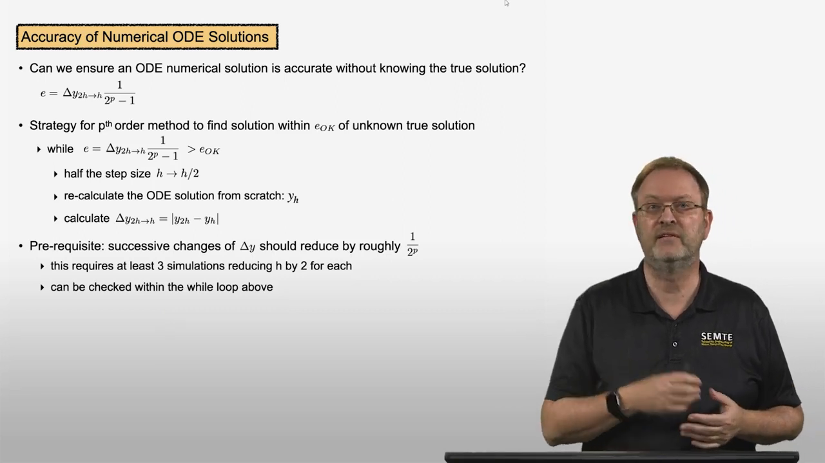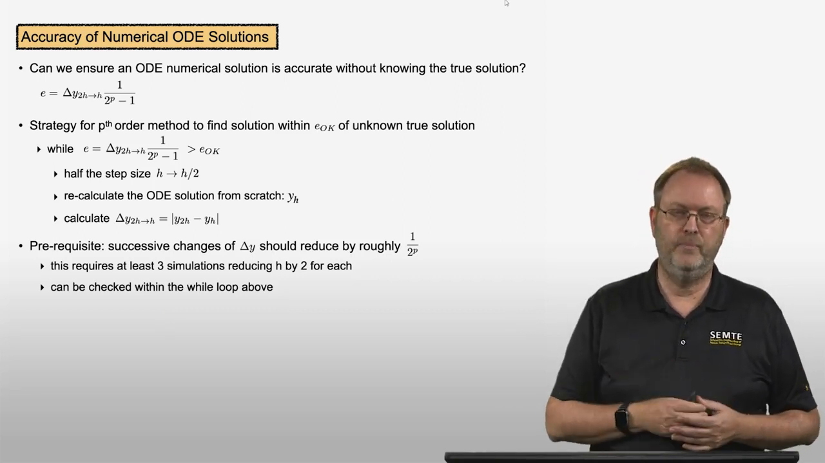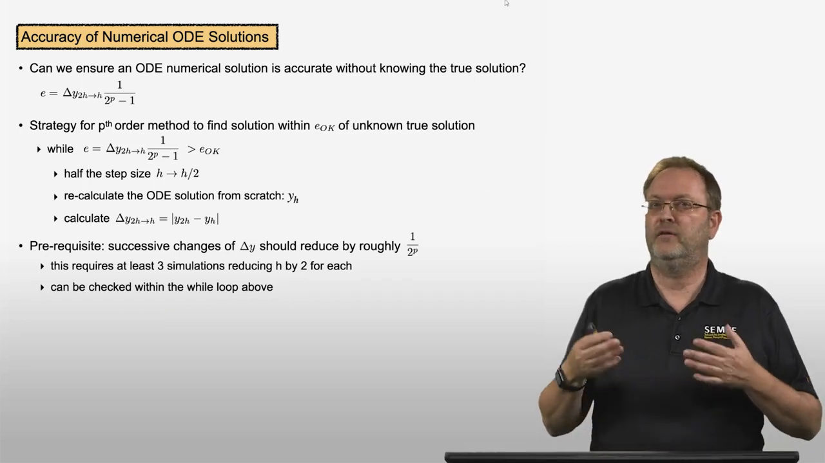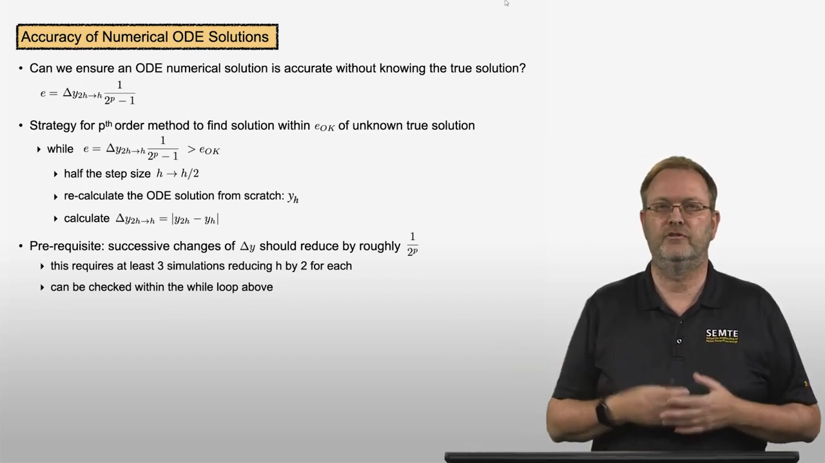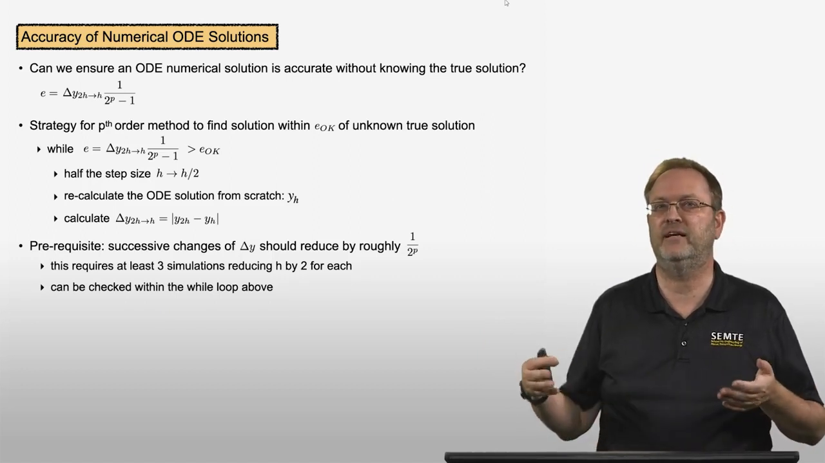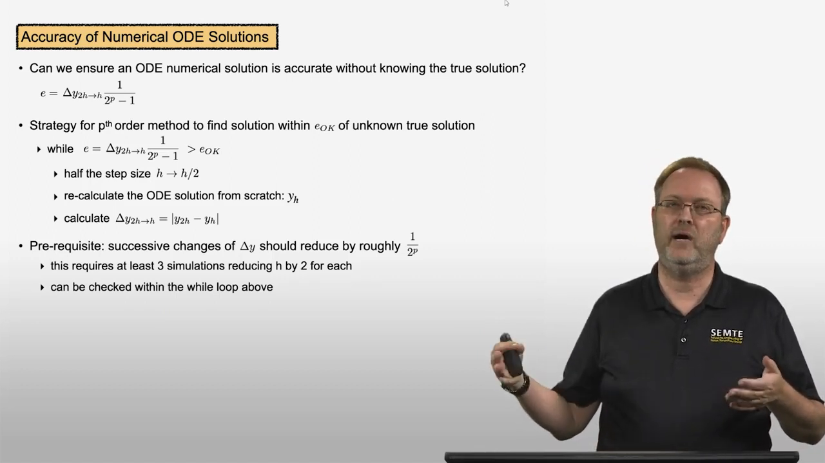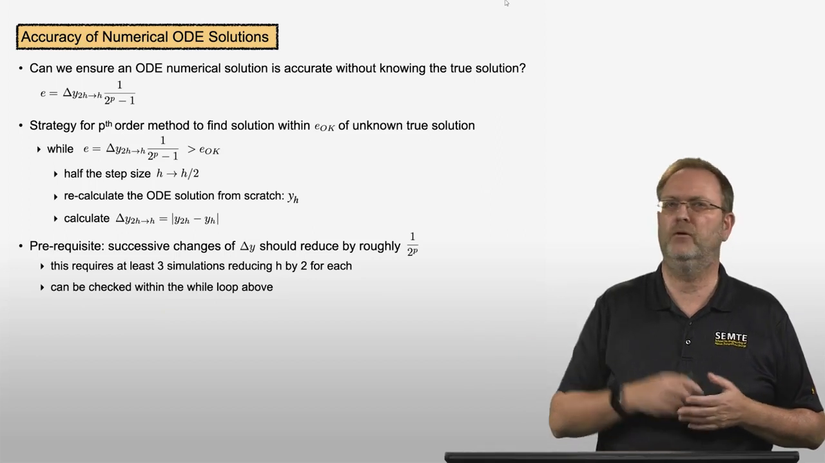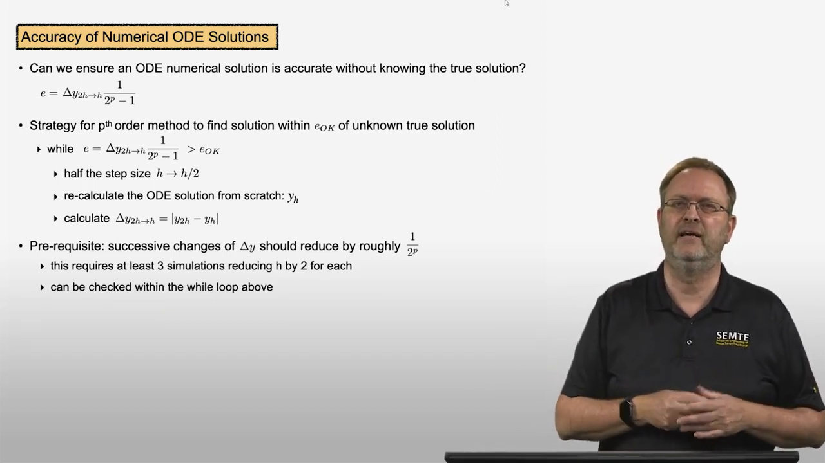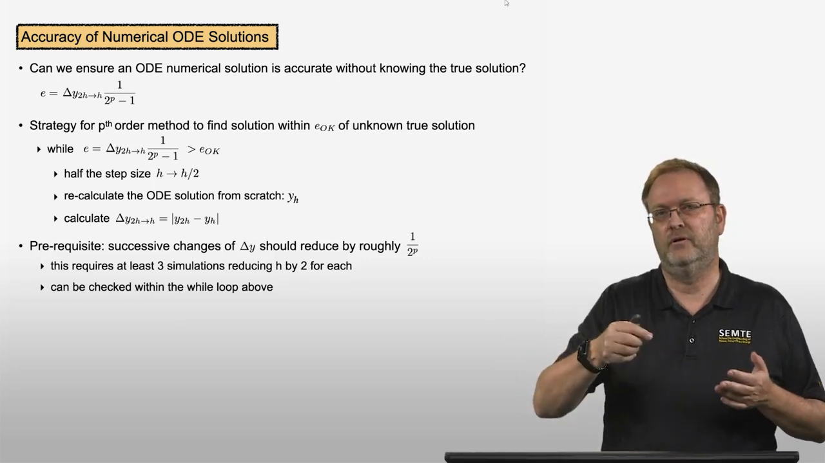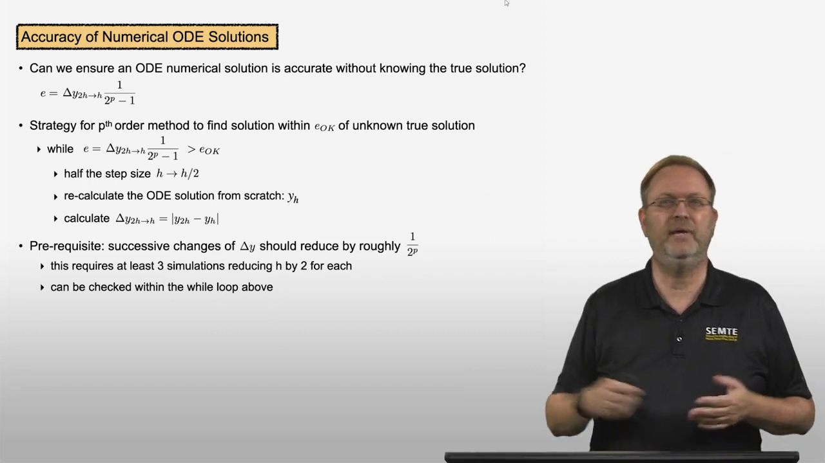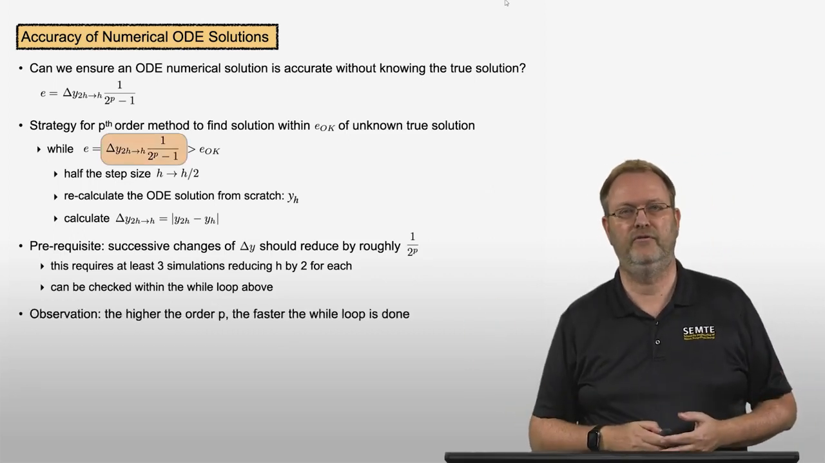Now we can check this in the while loop above, right? We could just print out to screen what the successive ratios, the reduction of these delta y's is, and check whether that is close to 1 divided by 2 to the power p, or we can look at the reciprocal value, which is oftentimes easier to look at, to check whether that reciprocal ratio of the delta y's is close to 2 to the power p, where p is the order of the method.